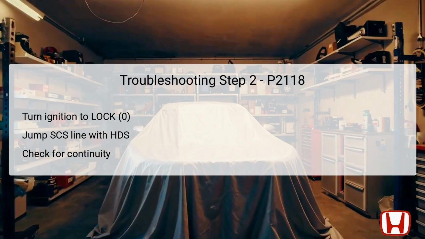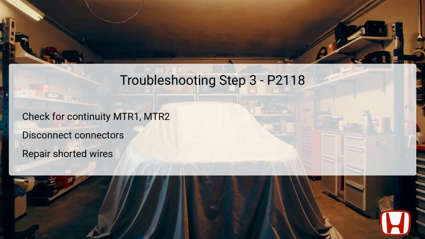In this step, continuity testing is critical to check for short circuits between MTR1 and MTR2 wires. Begin by confirming the ignition is in the LOCK 0 position again, with both the ECM connector C and throttle body 6P connector disconnected. Utilize the HDS to confirm continuity between test points 1, pink wire at the throttle body 6P connector number 1, and 2, green wire at the throttle body 6P connector number 2.